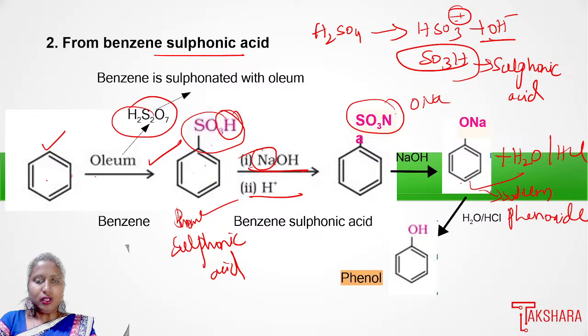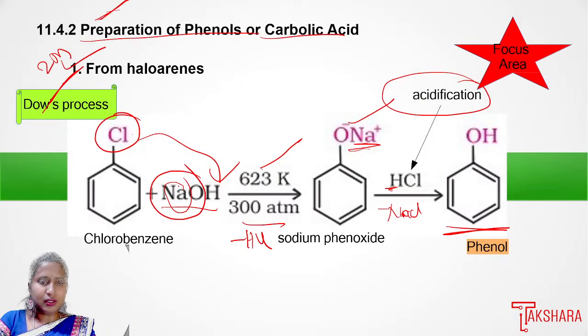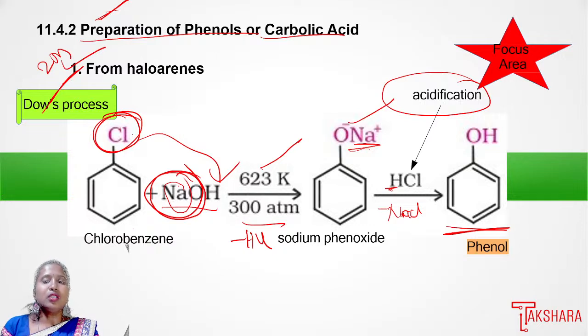See, I will continue from the beginning of this. Okay, so preparation of phenols or carbolic acid, the first method is from haloarenes. First, as a reactant molecule we need to consider haloarene, that is chlorobenzene. When we treat chlorobenzene with sodium hydroxide NaOH at a temperature of 623 Kelvin and 300 atmospheric pressure, we will get the product. Here the Cl is replaced with ONa present in NaOH, and we get sodium phenoxide.